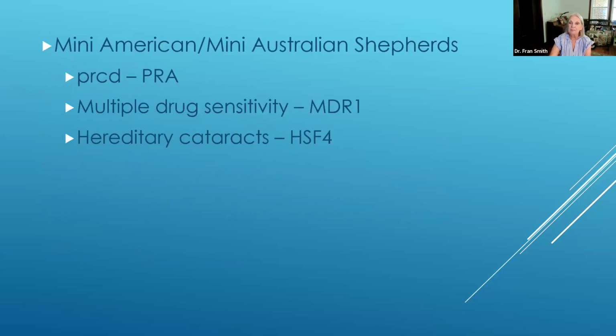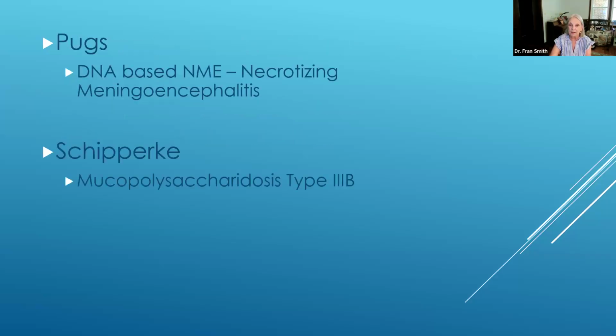The American Mini Australian Shepherd has PRA. They have an important drug issue called MDR1. They are sensitive to many drugs used in medications and in anesthetic protocols in the US. They have hereditary cataracts, and HSF4 is where the gene for that is located.